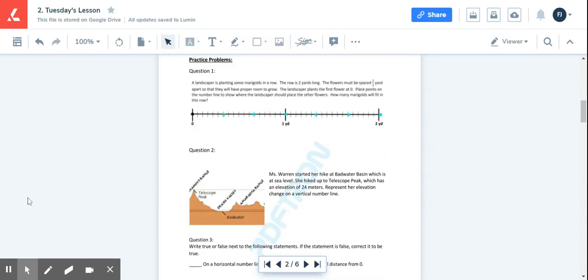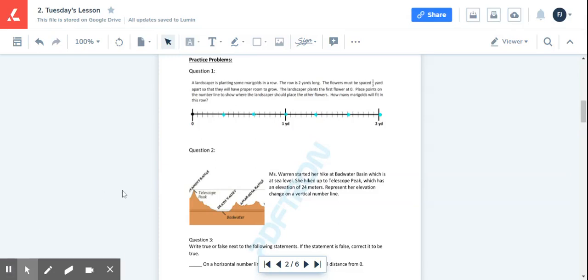Welcome back. So let's talk about our practice problems. Question number 1. A landscaper is planting some marigolds in a row. The row is 2 yards long. The flowers must be spaced 1/3 yard apart so that they will have proper room to grow. The landscaper plants the first flower at 0. Place point on the number line to show where the landscaper should place the other flowers. How many marigolds will fit in this row?